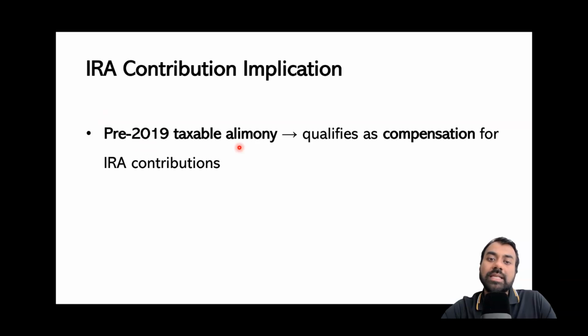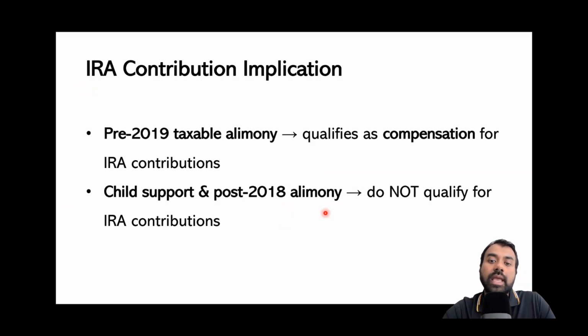For this pre-2019 taxable alimony, these qualify as compensation for IRA contributions. What that means is if you got divorced before 2019 and if you receive alimony payments from your ex-spouse, then those payments qualify as compensation. You can use those alimony payments to contribute to your individual retirement account. Now, for child support and post 2018 alimony, they do not qualify for IRA contributions because they are not earned income, they are not compensation. This is something that you should learn when you prepare for the retirement planning section of your CFP exam preparation.